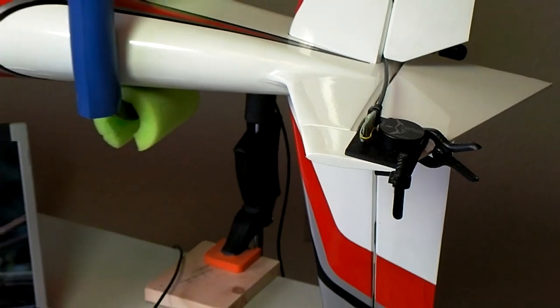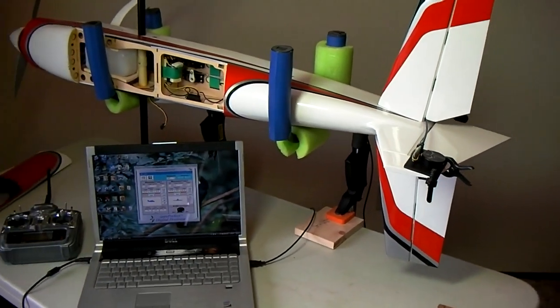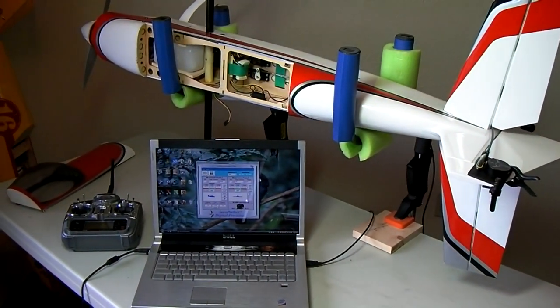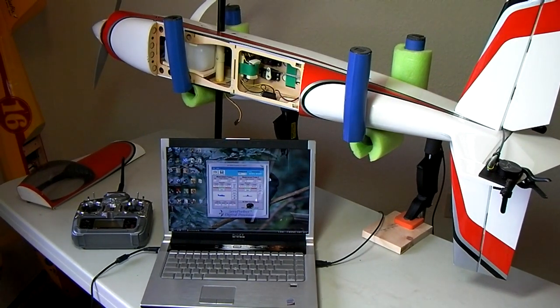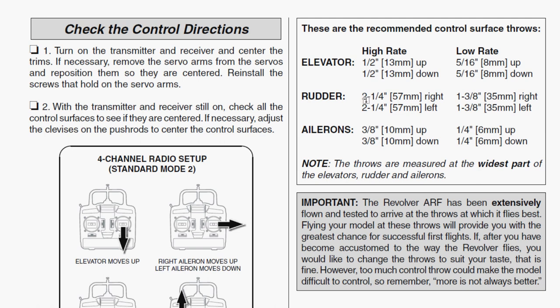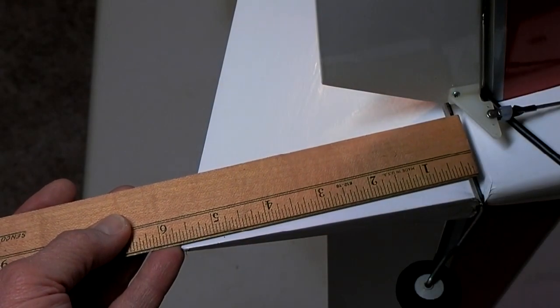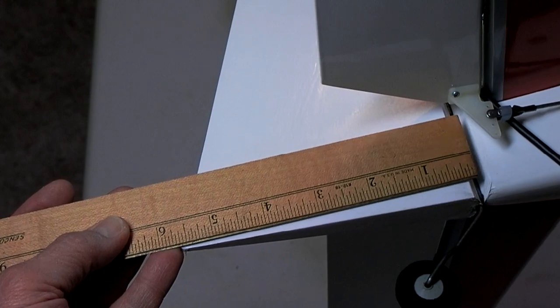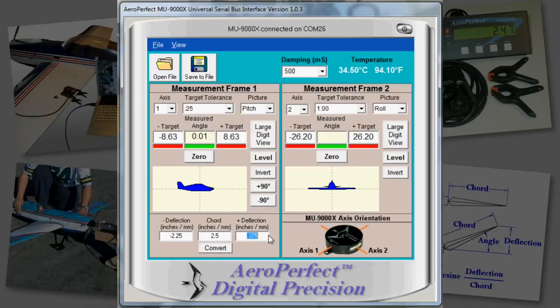The method for setting up control surface deflection for the rudder is the same as what I've described for the other control surfaces, except this time the airplane is situated on its side. Again, referring to the manufacturer's recommendations, the values for the rudder high rates are plus and minus 2.25 inches, and the rudder chord width measured perpendicular to the hinge line is 5.625 inches. Keying in these three values and clicking convert will yield plus and minus 23.58 degrees.